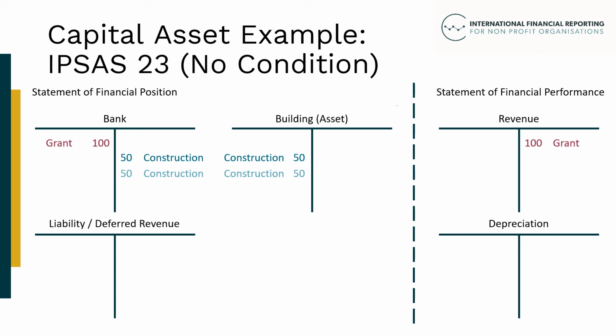In subsequent years, depreciation is recognised. The expected life of the building is 25 years, so depreciation of 4 per year is recognised. Debit depreciation expenses 4, credit asset 4 for each year.